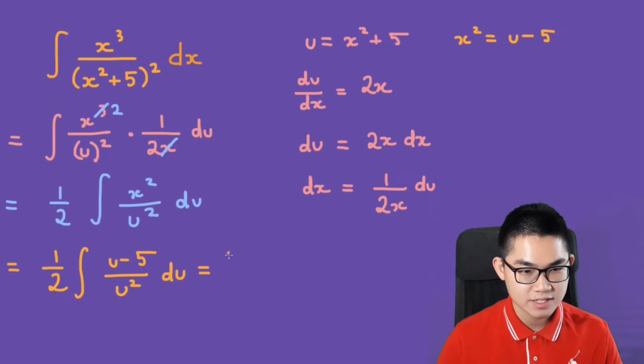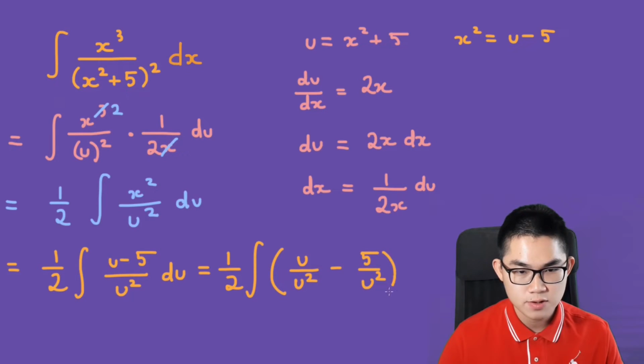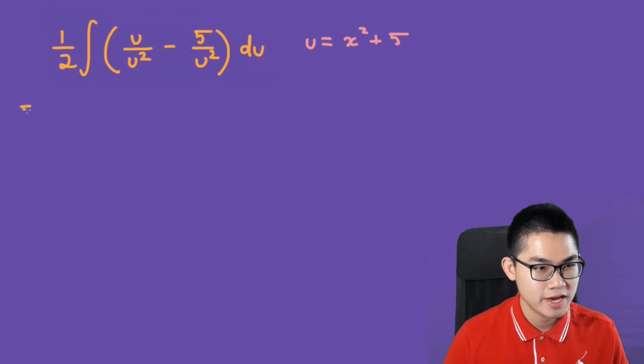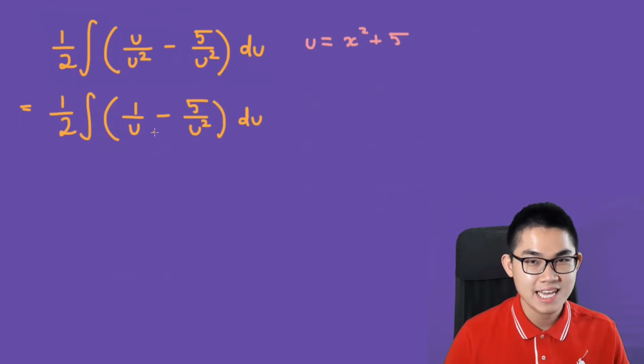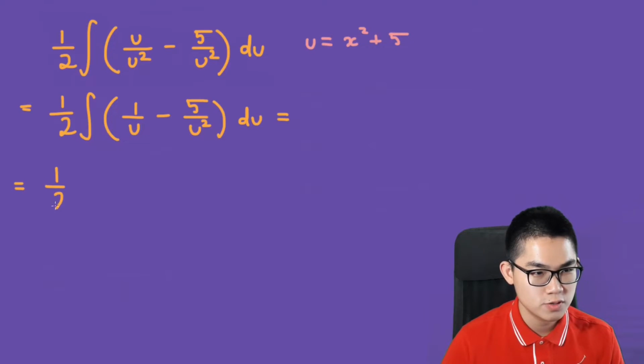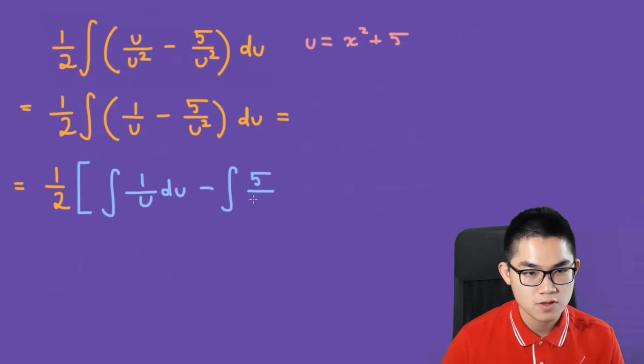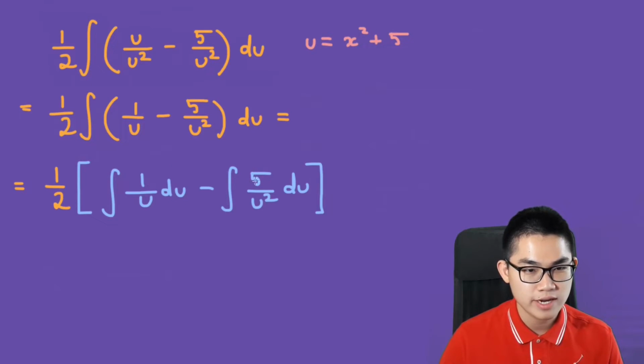This is the same thing as 1 over 2 times the integral of u over u squared minus 5 over u squared du. Continuing on, we have 1 over 2 times the integral of 1 over u minus 5 over u to the power of 2 du. And then we split this integral apart. We get 1 over 2 times the integral of 1 over u du minus the integral of 5 over u squared du. So that's what I mean when I say split the integral apart. And you can also bring this 5 in front.